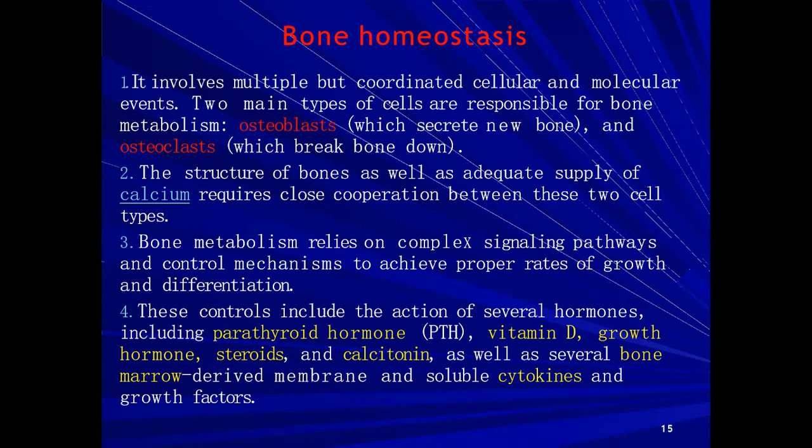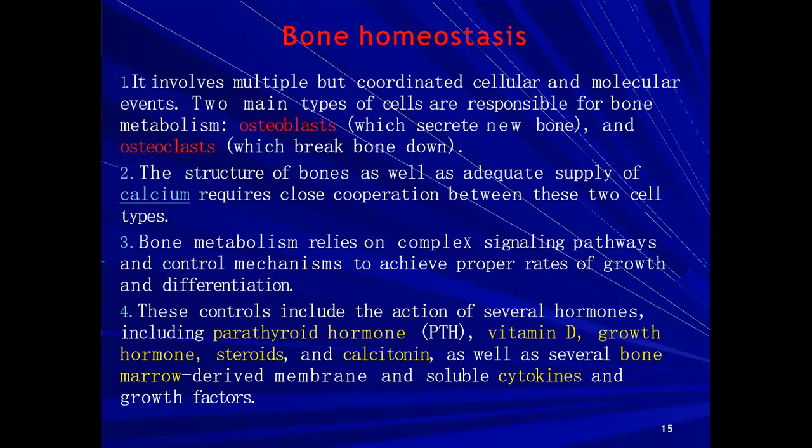These controls include the action of several hormones, including parathyroid hormone, and you have seen that the main function of parathyroid hormone is to increase the amount of calcium in the body. Vitamin D is very important for the absorption of dietary calcium in the GIT, and this takes place in the proximal duodenum, and the vitamin D has to be activated.